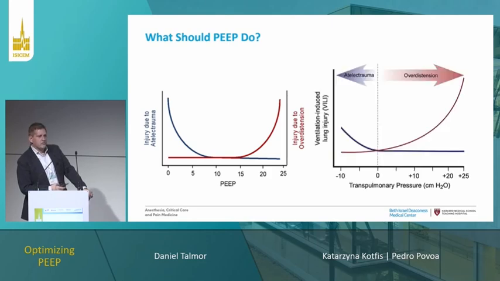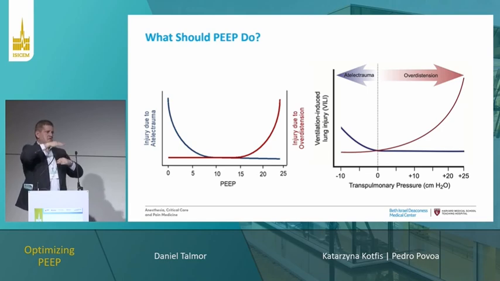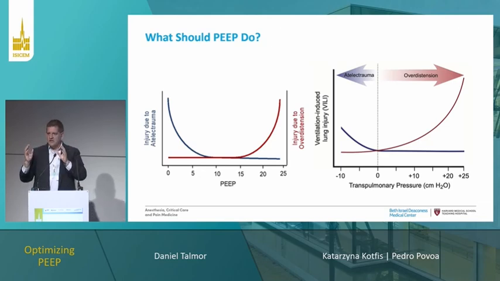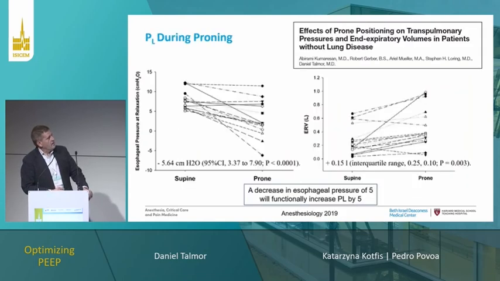We can say it another way, and this is slightly more controversial, but I think most people would agree that the sweet spot is around a transpulmonary pressure of 0. So it's at the point where the pressure of the chest wall downwards is overcome by the pressure in the airway, inflating the lung, keeping the lung open at end expiration. That's slightly controversial, but not that controversial. So we need to think about what happens to the transpulmonary pressure during prone positioning.